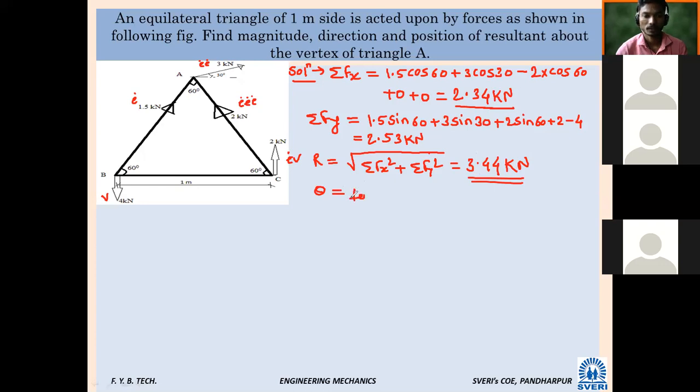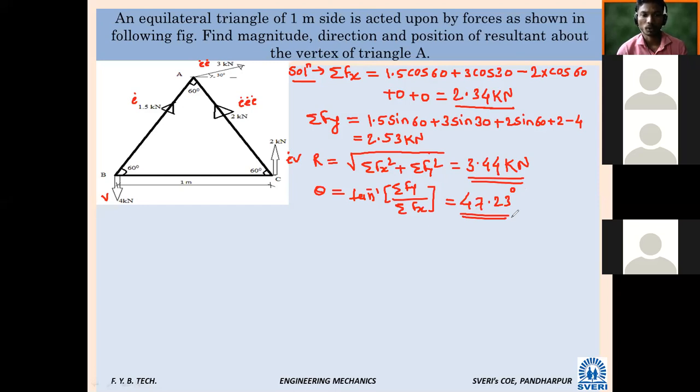What is the formula? Tan inverse of summation of Fy upon summation of Fx. Calculate. All the values are with you. 47.23. 47.23 degree. Any problem? Somebody's answer, roll number 3. Have you got the same? Yes, sir. Very good. 47.23. Now what we have to do?